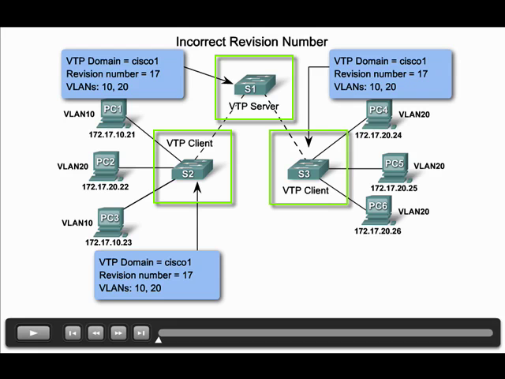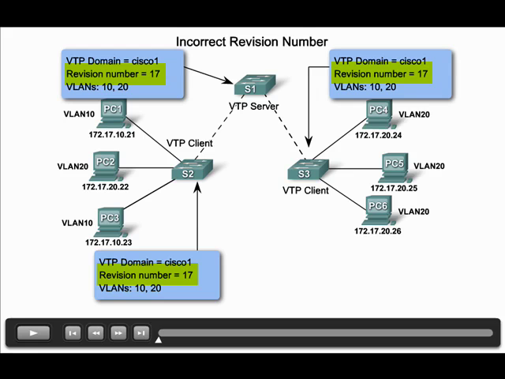Here we have a VTP server and 2 client switches. Each has a configuration revision number of 17. Through normal VLAN management, this just happens to be the current revision number. If we were to add VLAN 80 to the server switch, the revision number would be incremented to 18, which would indicate more accurate VLAN information than that which is configured on the client switches. As a result, the client switches would add VLAN 80 to their configurations and increment their revision number when they receive advertisements from the server.